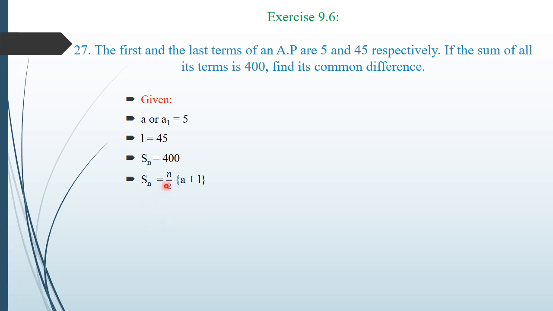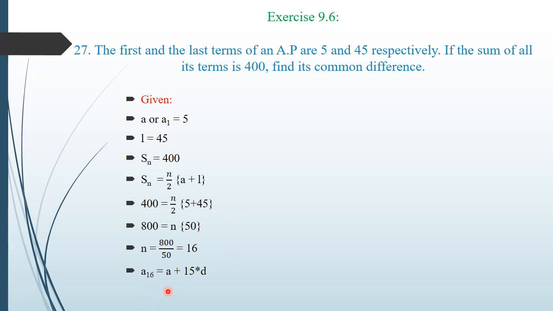Applying the same formula again, Sn is equal to n by 2 into a plus l. Substituting all the values, in place of Sn I'll substitute 400, n by 2 I will keep as it is, a is equal to 5 and l is equal to 45 here. Now, simplifying this further, 400 into 2 is equal to 800, that is equal to n as it is, 45 plus 5 is 50. Therefore, n is equal to 800 divided by 50, which will give me the answer as 16.